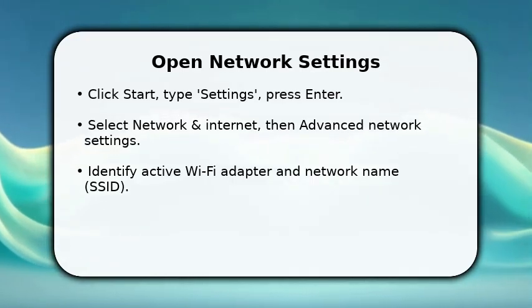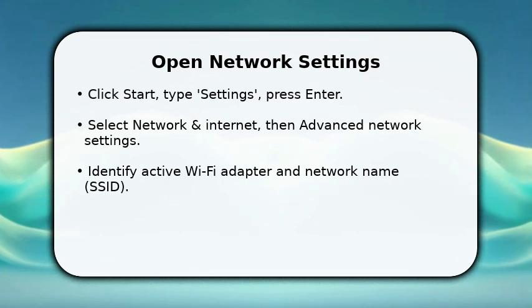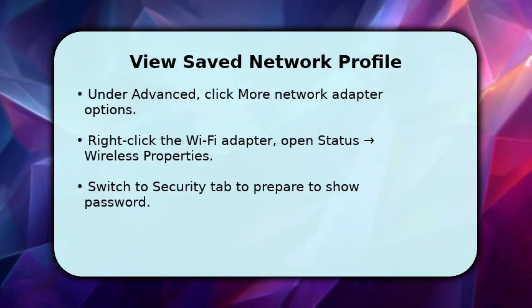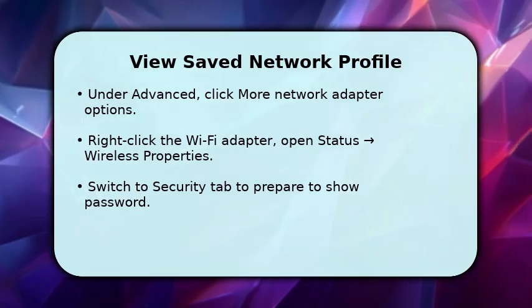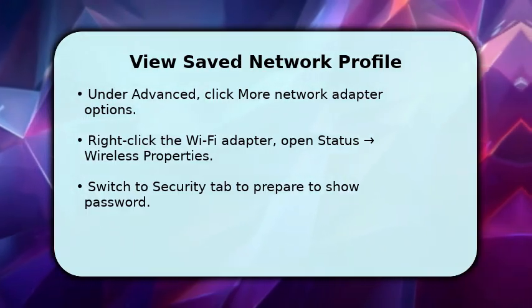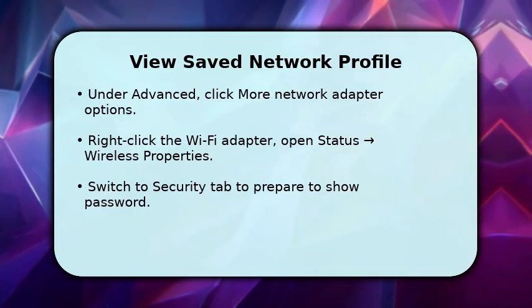Now you're ready to reveal the saved key safely. Next, open More Network Adapter options and right-click the adapter tied to your SSID, choose Status, then Wireless Properties to access the stored profile details.